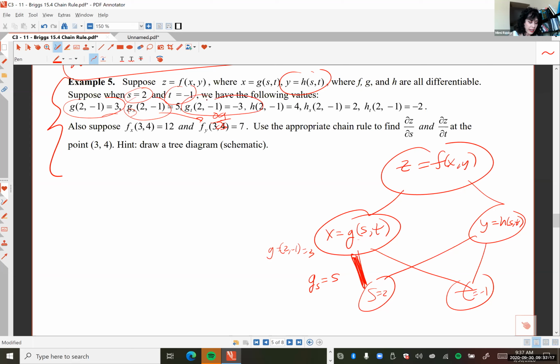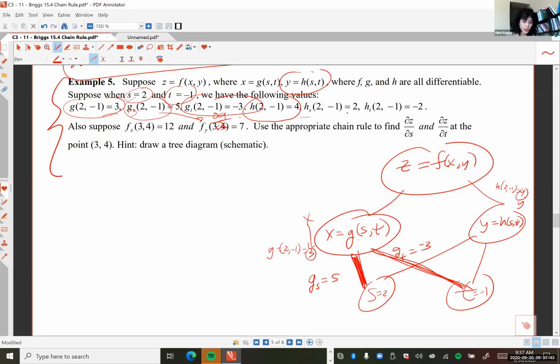Now the next info is g_t, so that's another partial. That's the derivative of g with respect to t is equal to -3, they're telling us, fine. And now the next thing they're going, well, h is equal to 4 when s and t are 2, -1. That's fine, but it's not going to be helpful to us. It's like, okay, thanks for the info. But that basically gives you what x and y are doing. So remember, that's x and that's y.